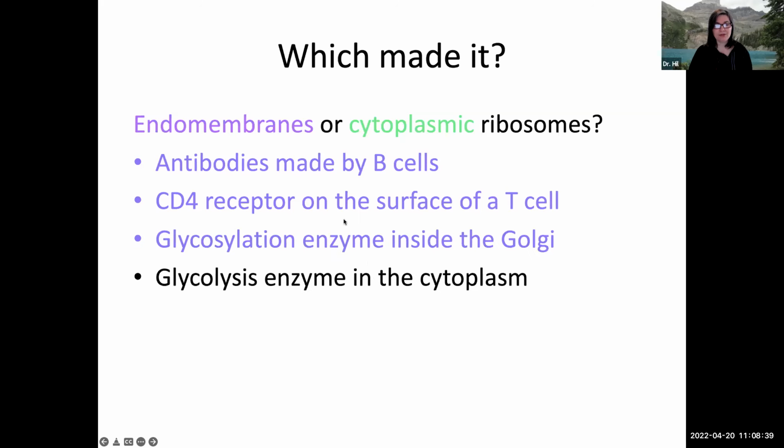Right, we have to go through the endomembrane system. And last but not least, if there is an enzyme or something like a structural protein that's going to reside and function in the cytoplasm, do we have to make it in the endomembrane system or do we make it with a cytoplasmic ribosome? Great, that's right.